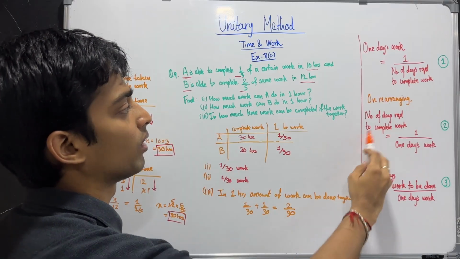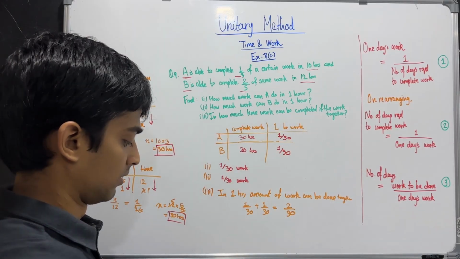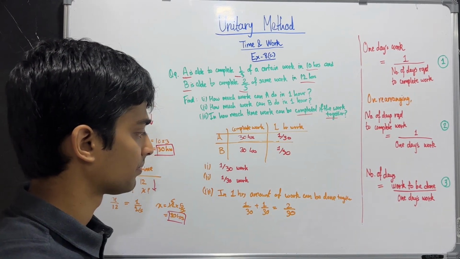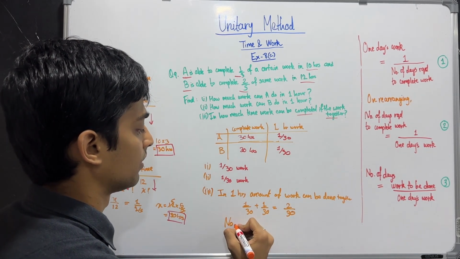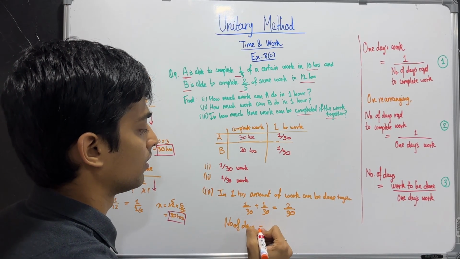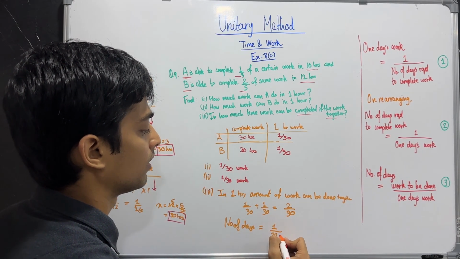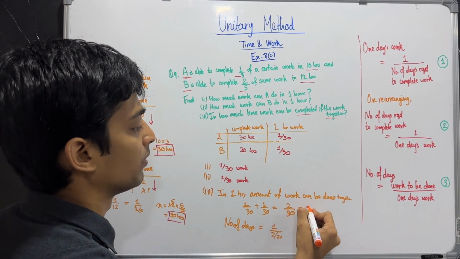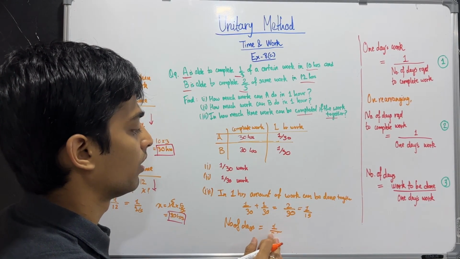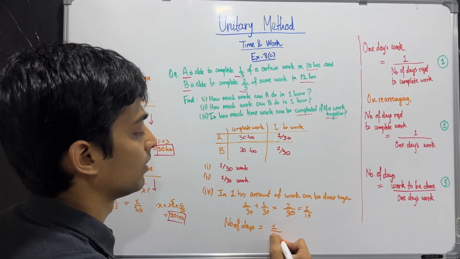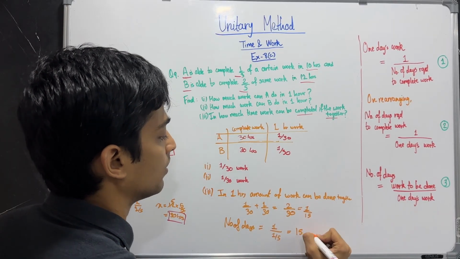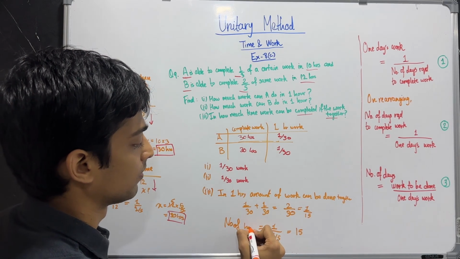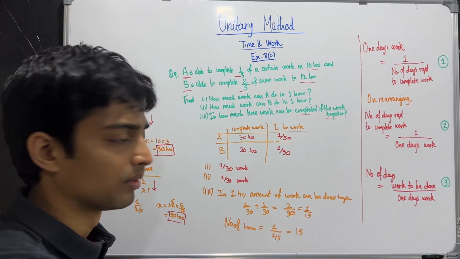To find number of days to complete the work, we have to find that. So we will just reciprocal it. Number of days will be 1 upon 2 by 30. So this is 1 by 15. So we can write 1 upon 1 by 15, which is 15. So this is hours. So the answer is 15 hours.